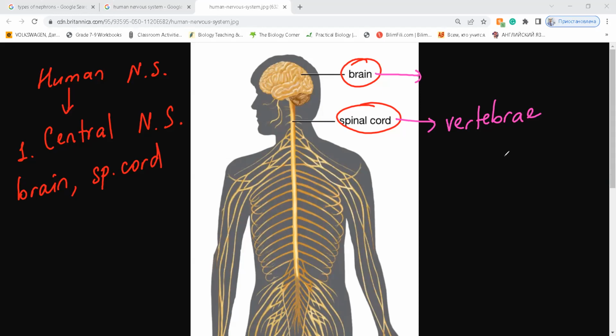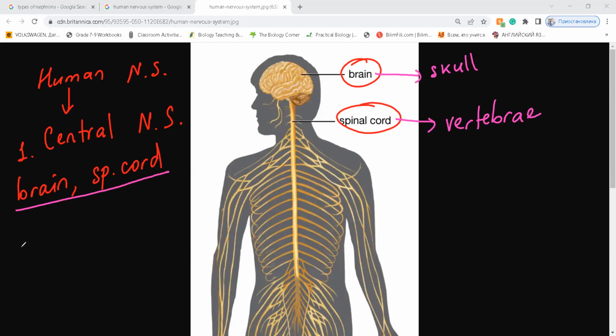But guys, do you know how we are protecting our brain? What are the names of the bones which protect the brain? Skull. Yes, not scalp, skull. We call it the skull, or cranium bones, also correct. Because these two organs are very important for us, we need to protect them well. So this is the first part of the nervous system, the central nervous system.